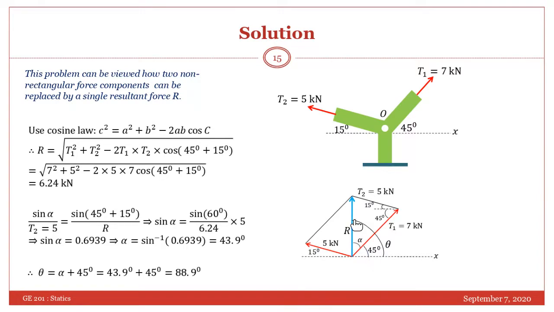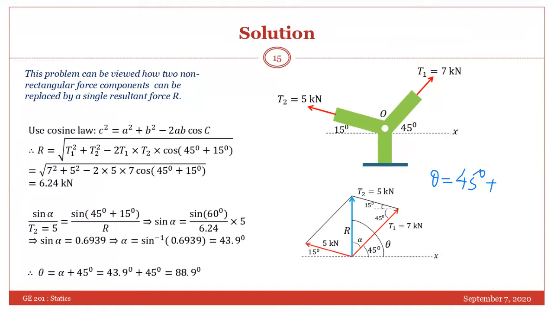So how much is R making with the x-axis? That will be this plus this. So your theta will be 45 plus alpha. How did I know the sine alpha? By sine law.